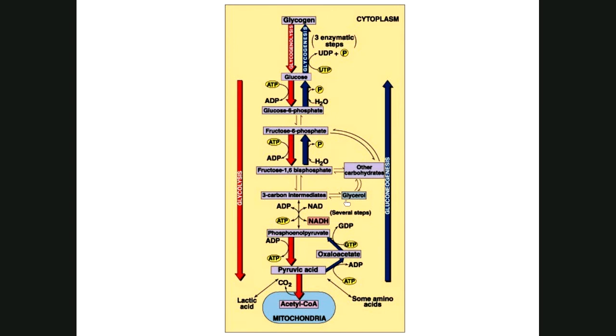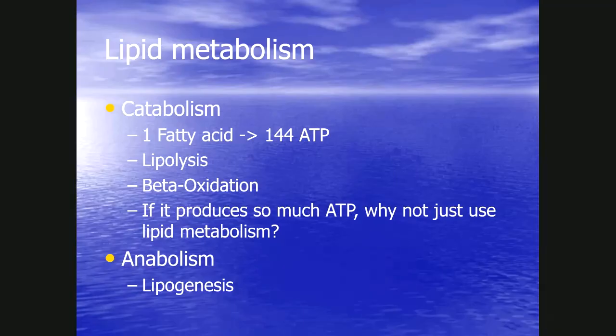Over here we've got some of the fats, and we can put those in and go the opposite way and turn them into glucose. That's called gluconeogenesis. So there's our anabolic reaction. Almost finished, folks. Only two more slides.